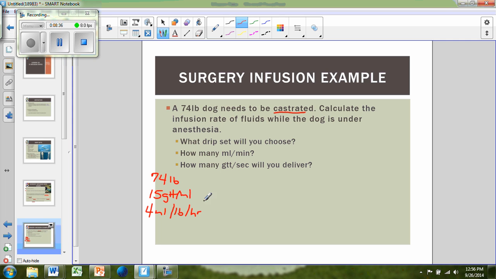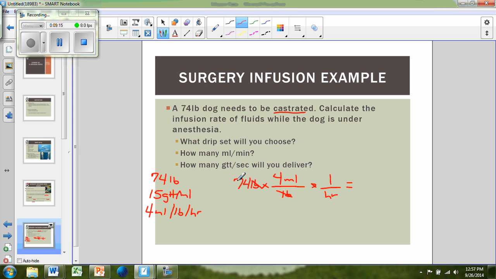So now I can start setting up my infusion rate calculation. So what I'm going to do is take my 74-pound animal. I'm going to multiply the 4 mLs per pound, and to spread it out, we'll do per hour. That's what that is, 4 mLs per pound per hour. And that's going to give me, my pounds are going to cancel here. That's going to give me mLs per hour for my units.